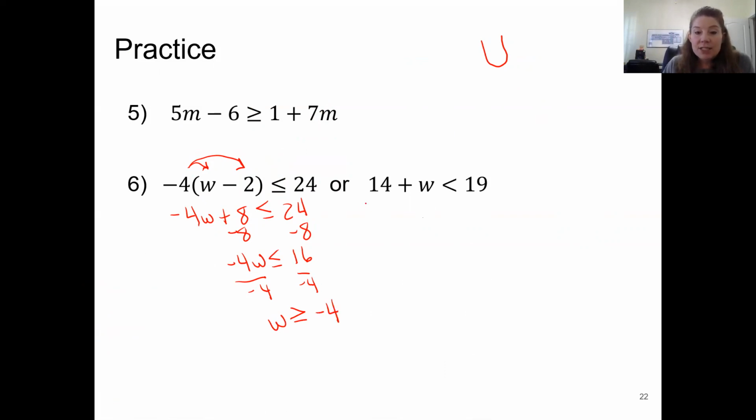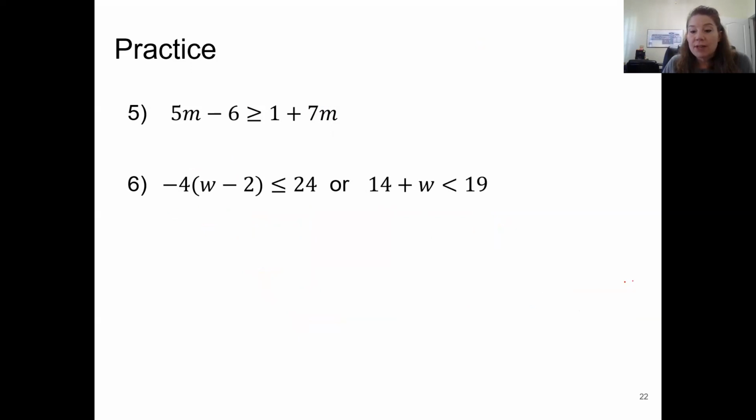And then here we're just going to subtract 14 from both sides. So w is less than 15. So now if we graph those, we have a -4. It includes -4. And it goes to the right forever.